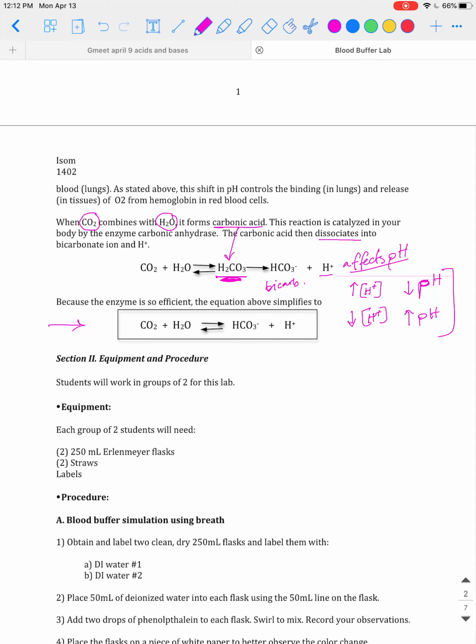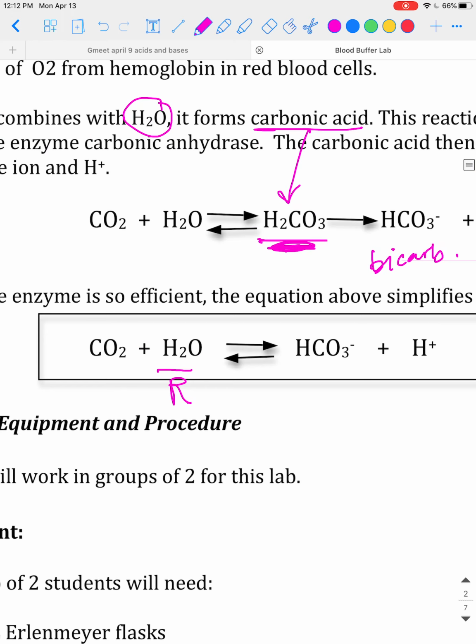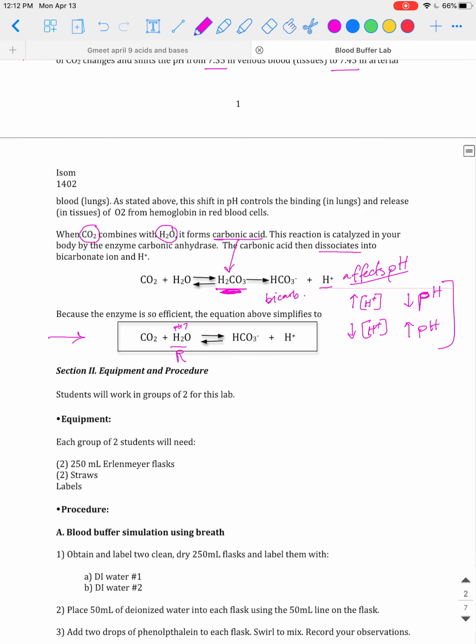Now, I'm going to erase these lines I just drew because I want to show you what's going to happen in this lab. What we're going to do is add water, which is a reactant. We're going to add water to a flask. And water, we know, has a neutral pH. What is the pH of water? pH 7, okay?